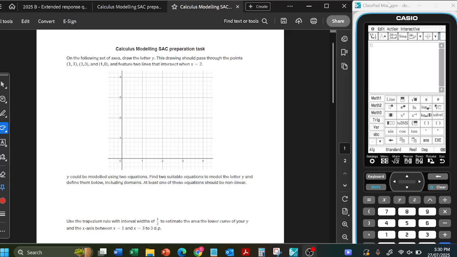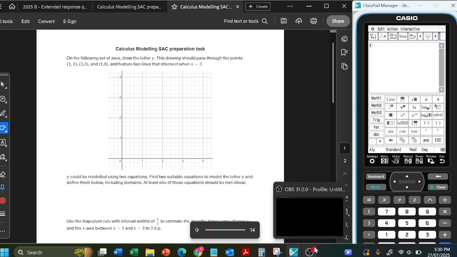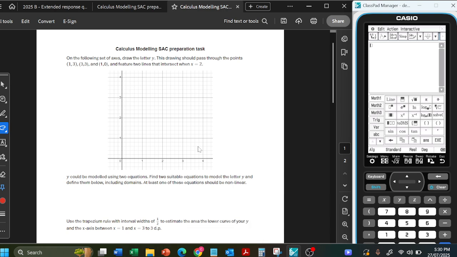In this little video, I'm just going to be showing you how to do the first of these two preparation tasks with relation to the upcoming SAC. So just jumping right into it. This task is basically semi-open-ended, just like the real one will be. This is a little bit less directed than what you're going to be doing for the real SAC, but I'll just step you through it.